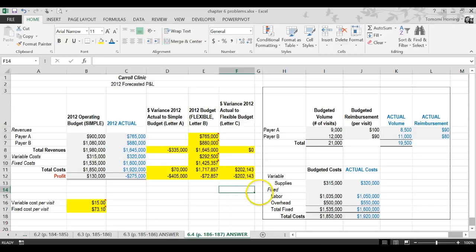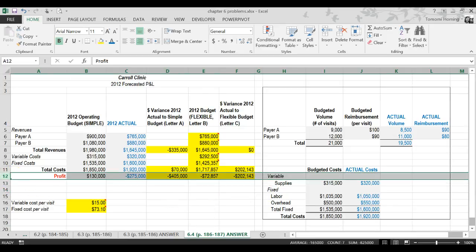There's one thing that I do want to point out that I think is particularly interesting when you're evaluating variances. When you look at the profit line, you can see that for the budget, the flexible budget, what we just calculated in column E, we were only anticipating to lose $72,857. So in an annual planning process, it's not unusual for a healthcare organization to project a net loss. Oftentimes, medical practices can also operate in a loss, so this isn't completely unreasonable.